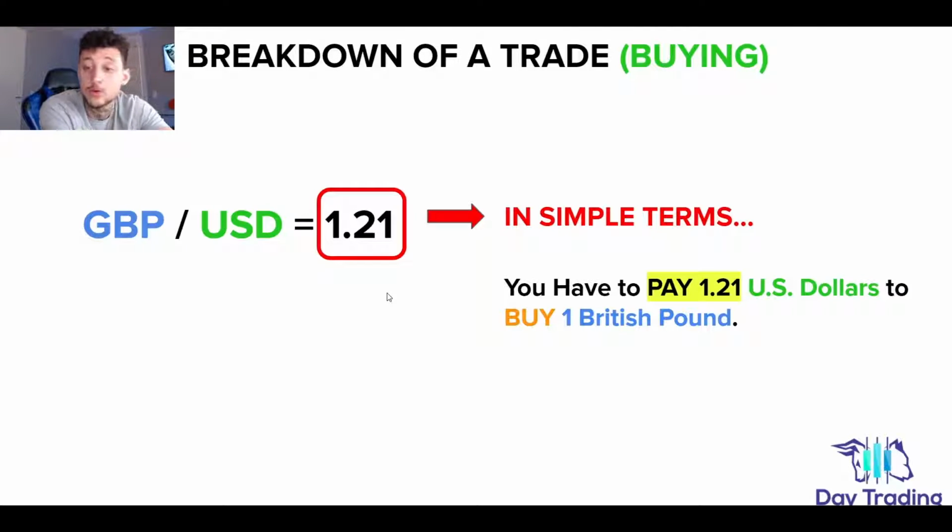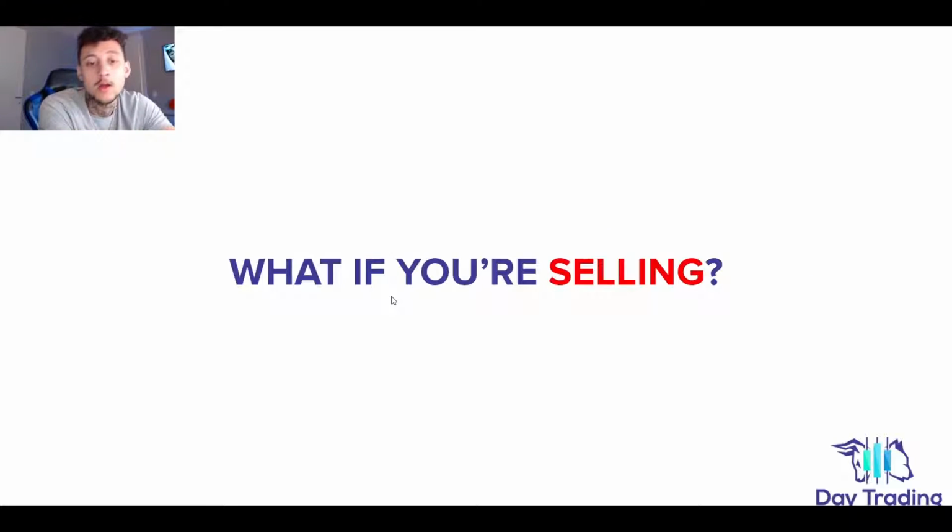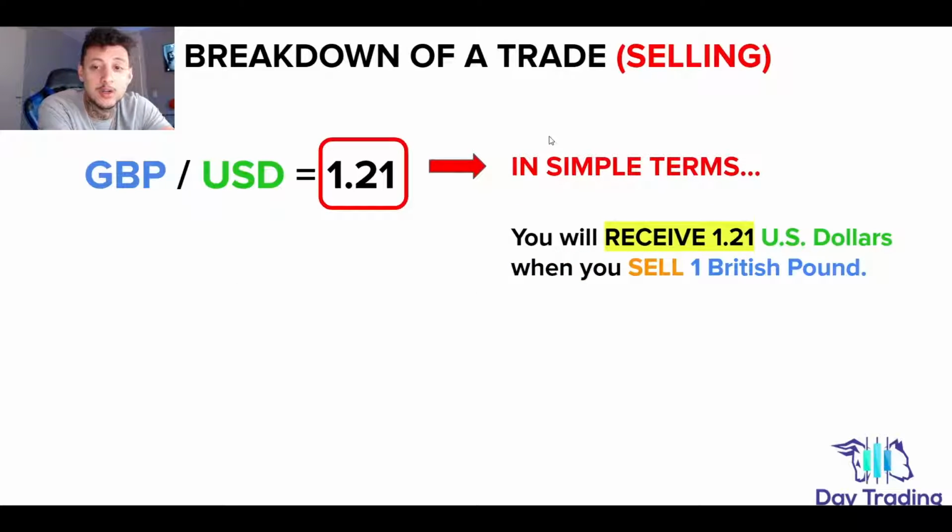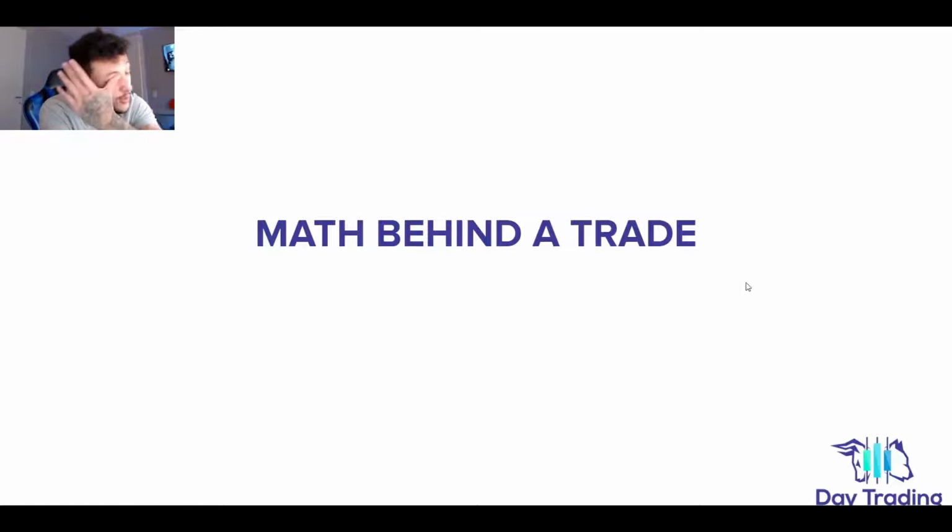And that's done through units and lot sizes. So now what if you're actually looking to go short? Again, it's the same thing. In simple terms, you will receive 1.21 US dollars when you sell 1 British pound. It's as simple as that.